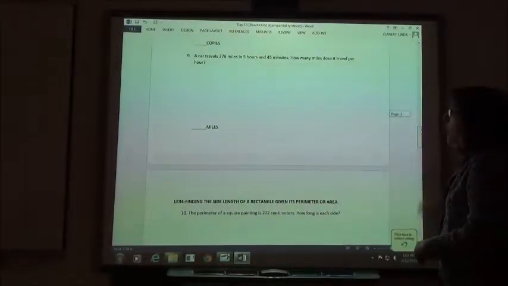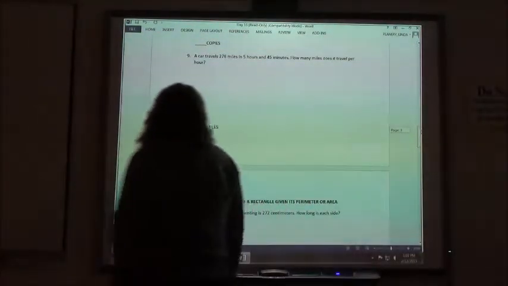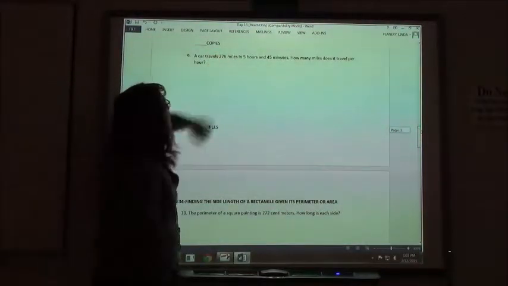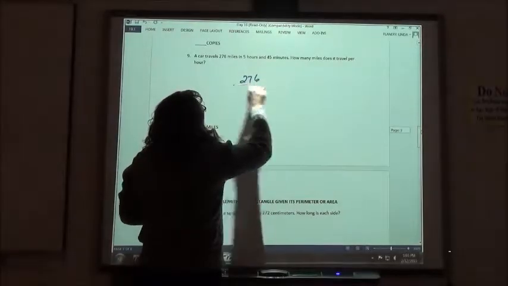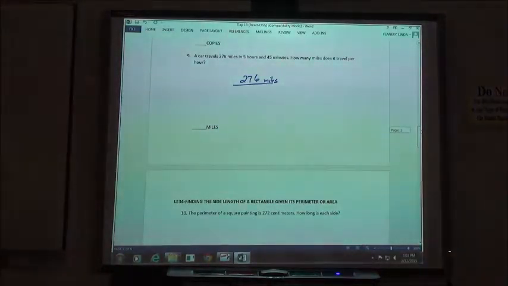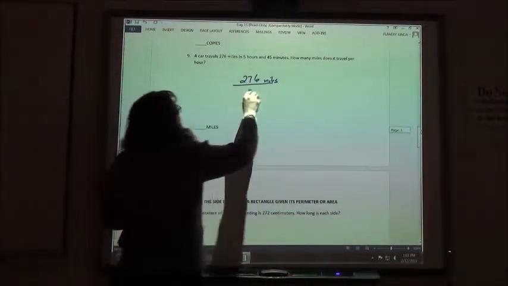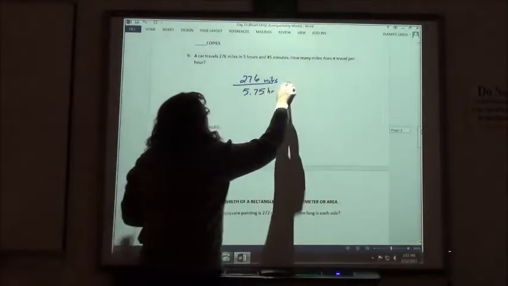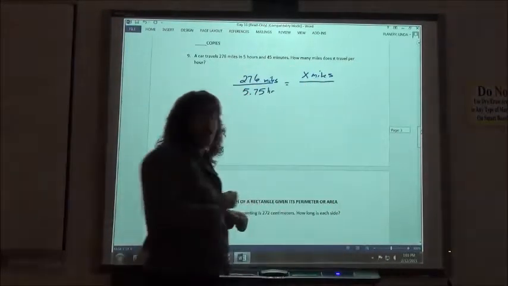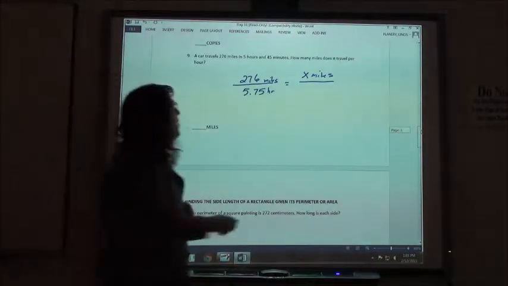So number 9 says a car travels 276 miles in 5 hours and 45 minutes. How many miles does it travel per hour? So my proportion, 276 miles in, and how am I going to write 5 hours and 45 minutes? 5.75, right? Yep. So 5.75, that's hours. We want to know how many miles per hour. Per hour means in how many hours? In 1 hour.